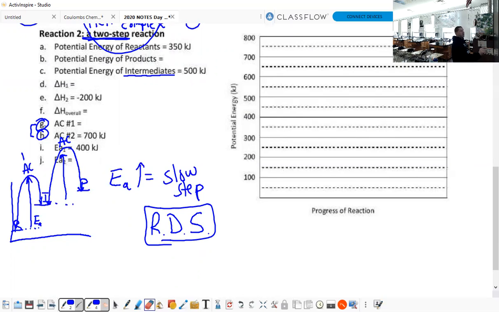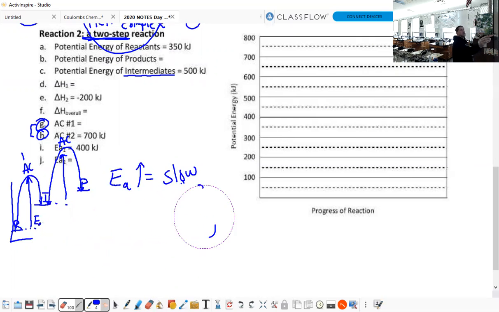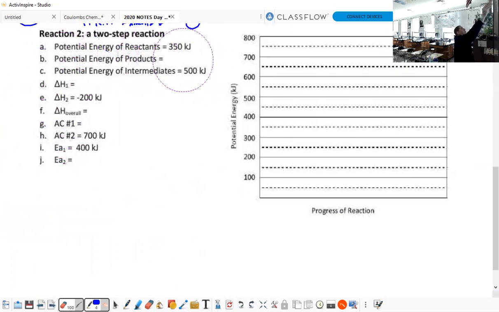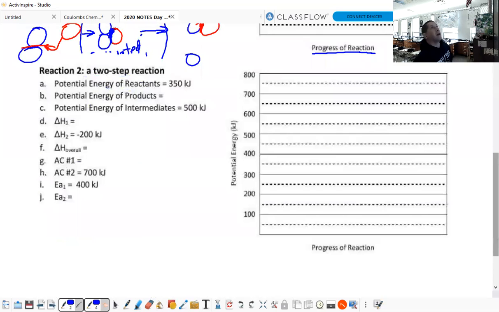All right, so let me get rid of all of that and we'll solve this one. So what do we know? You're going to be given different pieces of information as you work through this. A little bit of thinking, I think you'll be okay.